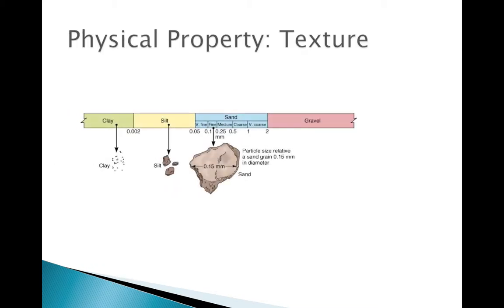So here's just a little visual for you to see. Clay is the very small particles over here. Silt is the medium-sized particles, and sand is a bigger size particle. So obviously this picture is blown up. Sand is, like I said, about the size of sand you'd find on a beach. And then above that would be gravel or rocks, which we wouldn't consider part of the soil necessarily.